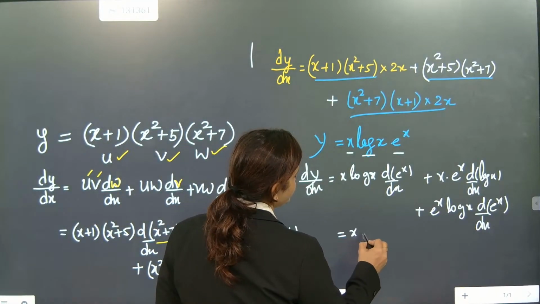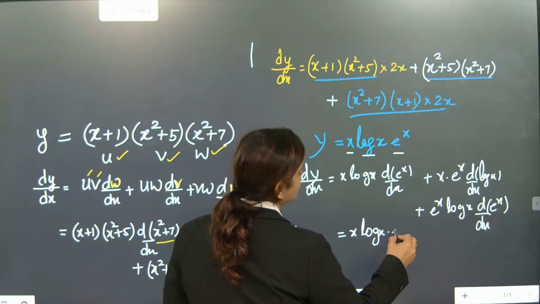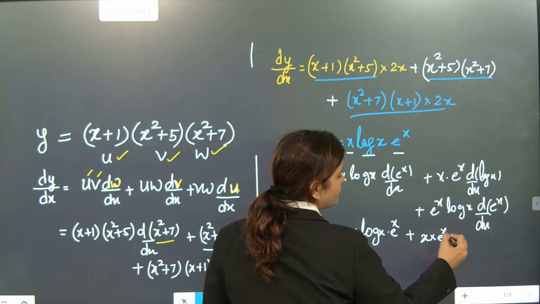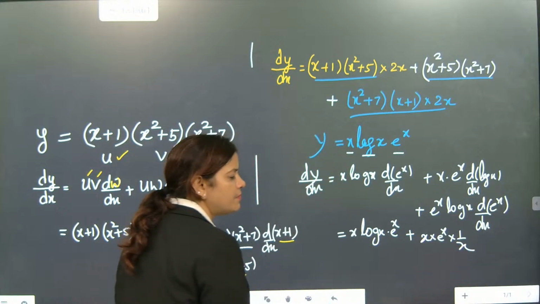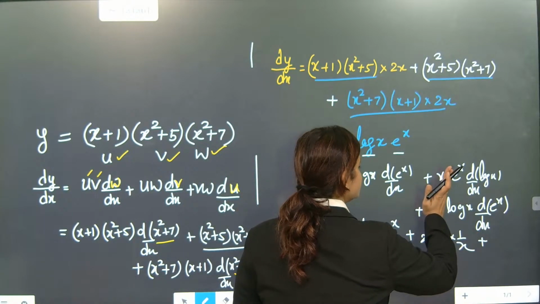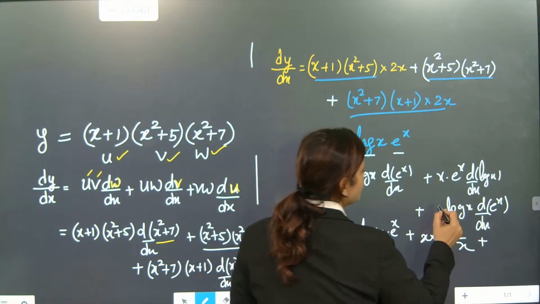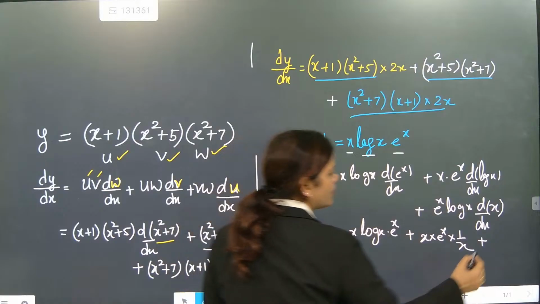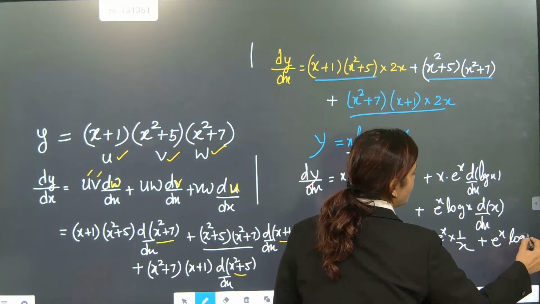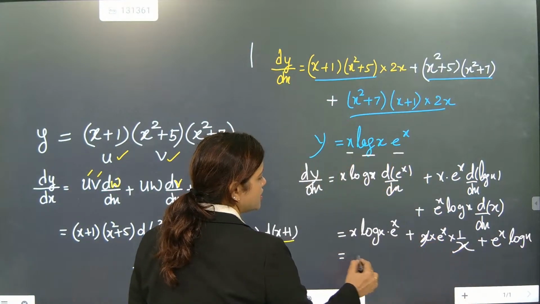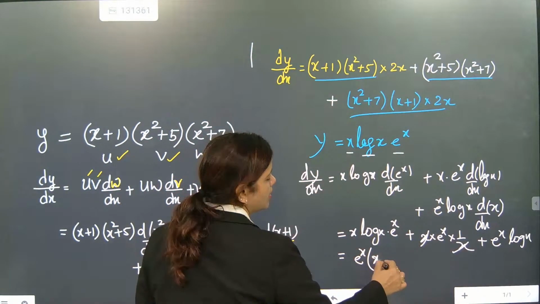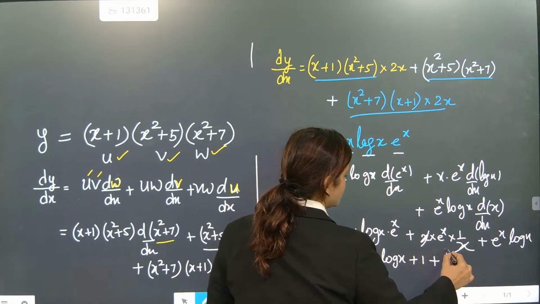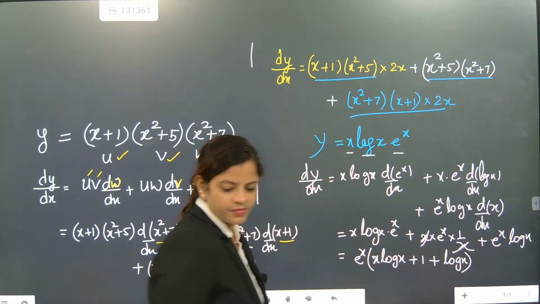So here it will become x log x into e to the power x, plus here it will become x into e to the power x into log x. Differentiation will become 1 by x. So one time e to the power x will be left as it is, x will be differentiated. So x differentiation will become 1, it will become e to the power x log x. Now x and x will get cancelled, so we will take e to the power x common. One time it will become x log x plus 1 plus log x. This is becoming the answer.